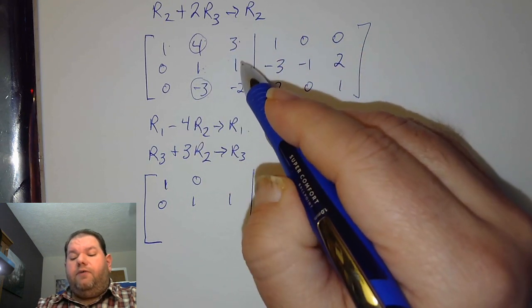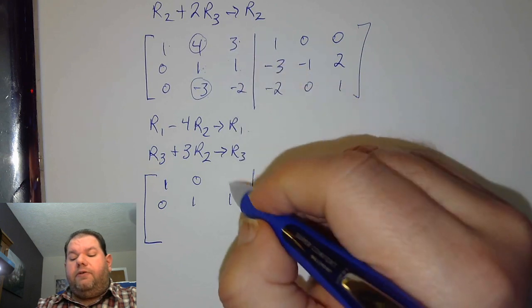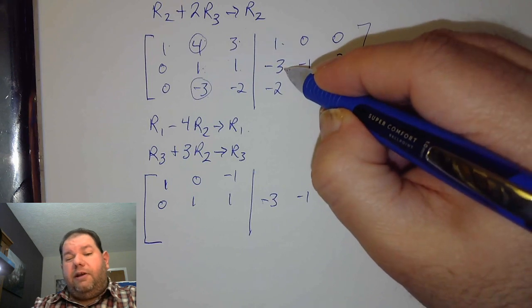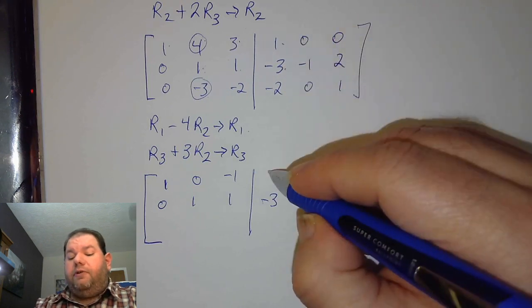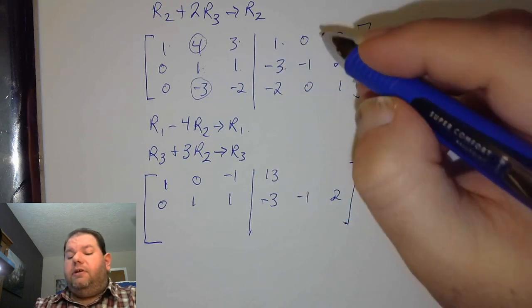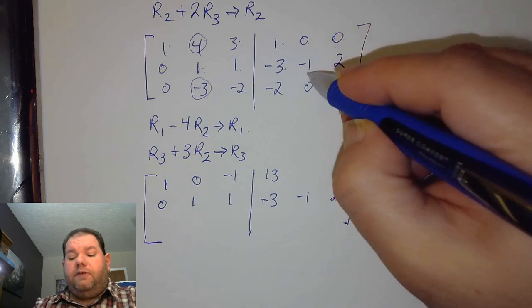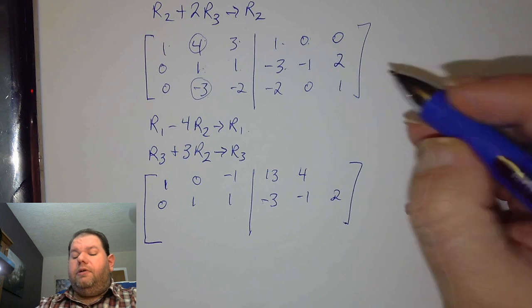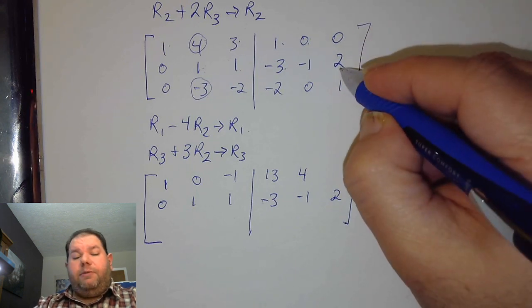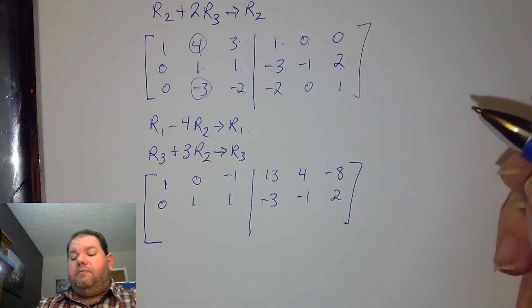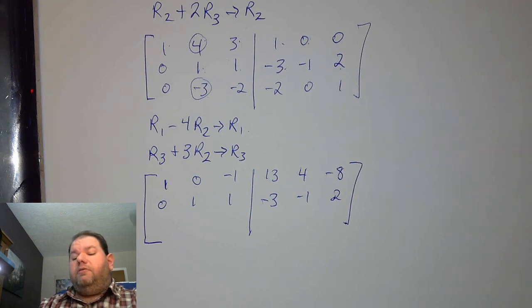3 minus 4 times 1. 3 minus 4 is negative 1. 1 minus 4 times negative 3. 1 plus 12 is 13. 0 minus 4 times negative 1. 0 plus 4, 4. 0 minus 4 times 2. 0 minus 8, negative 8. Okay, so that's row 1 taken care of.